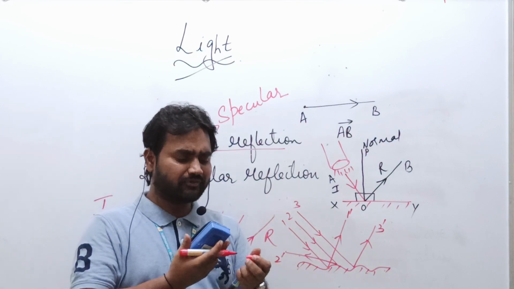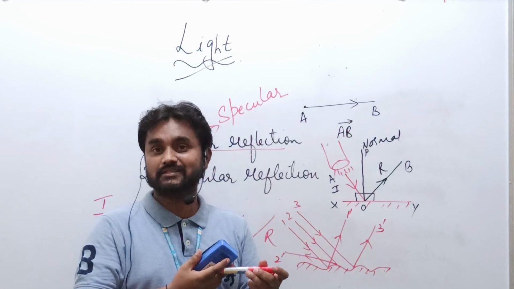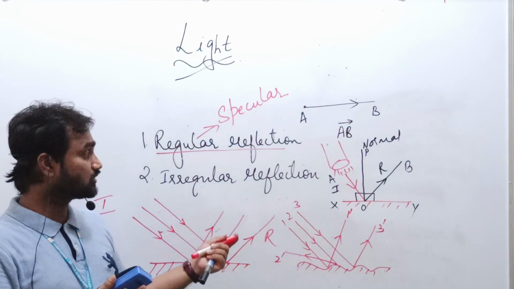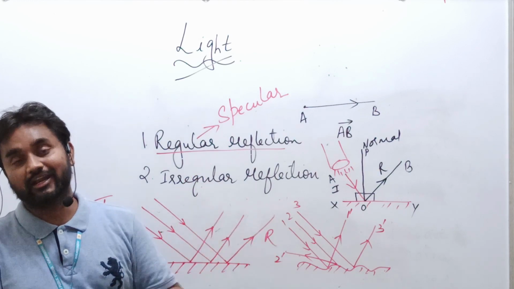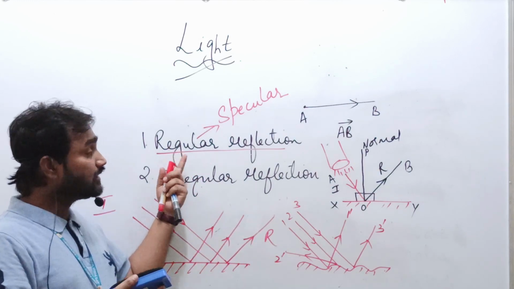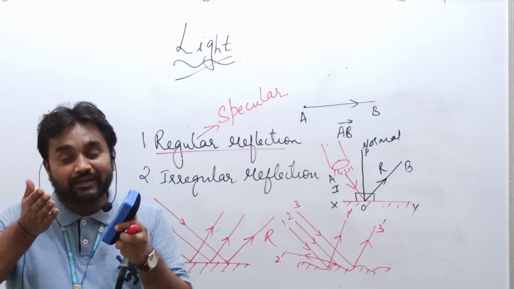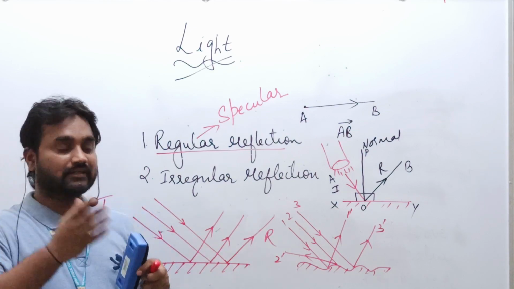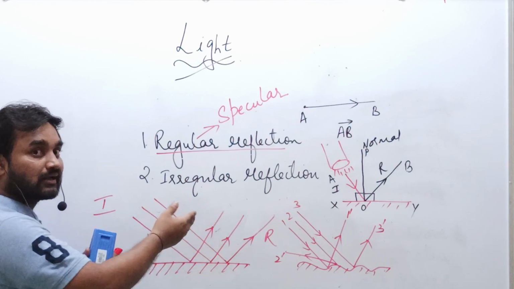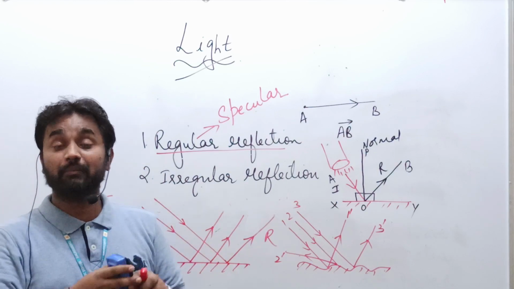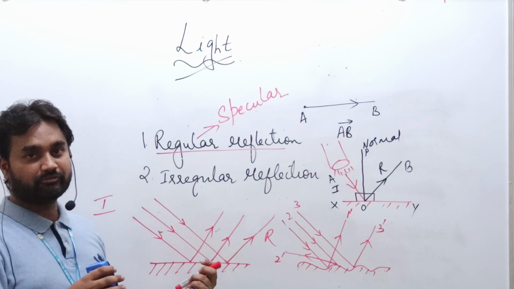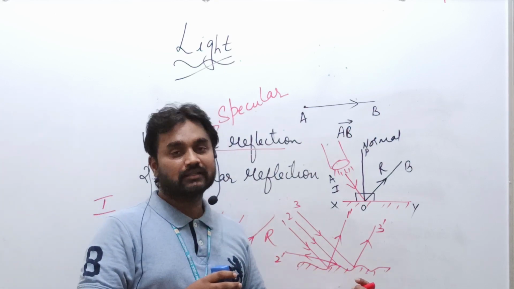What happens if it is a diffused reflection? Why are we discussing regular reflection and irregular reflection? Because in regular reflection, the reflection of light follows a pattern, so an image can be seen. The image can be formed in such type of reflection, whereas here the image will not be formed.